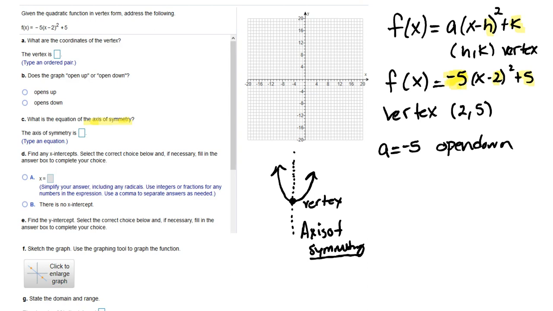And you notice that the axis of symmetry passes through the vertex. So we're going to use the x value of the vertex to write the axis of symmetry. So for this example, the axis of symmetry is the line x equals 2 because this function has a vertex at 2.